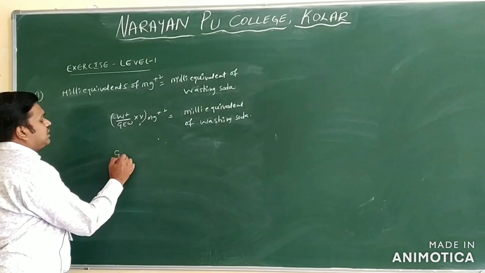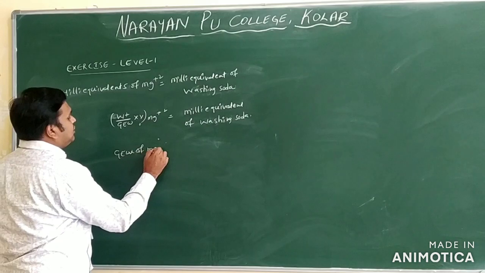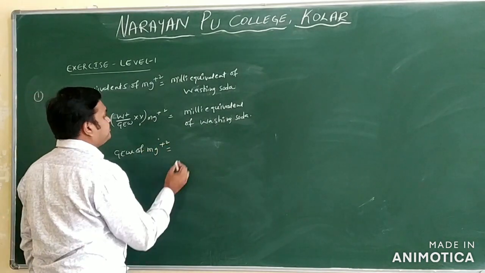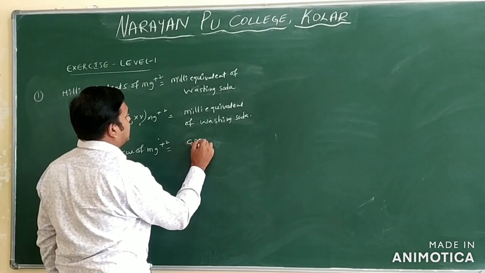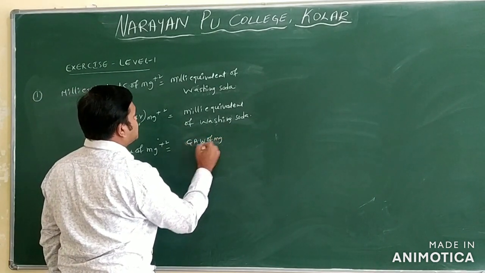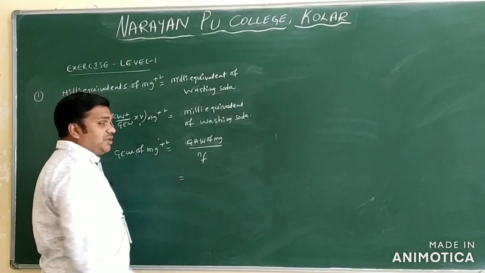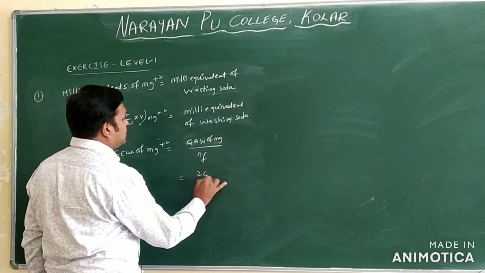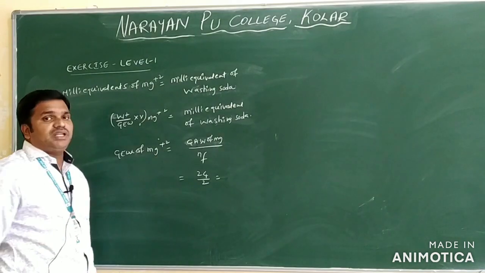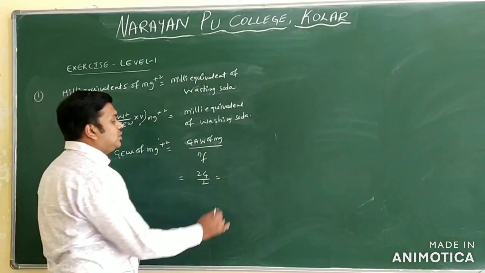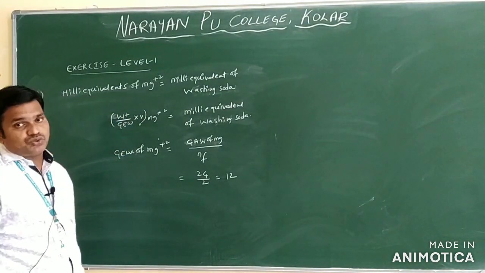We want to find the gram equivalent weight of Mg2+, which is the gram atomic weight of Mg divided by its n factor. What is the gram atomic weight of magnesium? Magnesium has 24. Its n factor is 2, because the charge of magnesium is plus 2. So we get 12 as the gram equivalent weight of the Mg2+ ion.